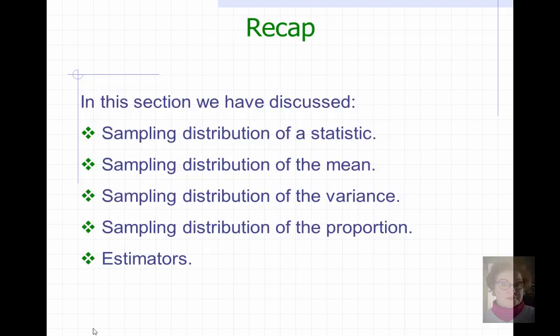So in this section, we've talked about the sampling distribution of a statistic in general, and of a mean, variance, and proportion specifically. We've talked about estimators. The mean, the variance, and the proportion are unbiased estimators, meaning that they will not estimate with error. And we talked about how the median, the standard deviation, and the range are biased estimators. There will be error in those estimates.